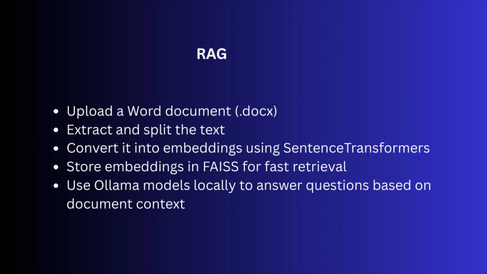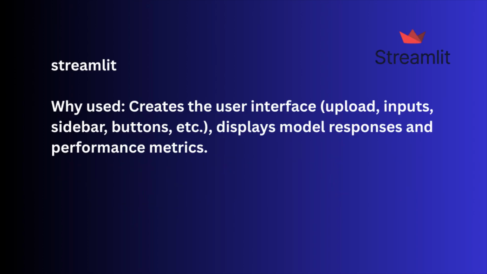It extracts and splits the text, converts it into embeddings using sentence transformers, and stores the embeddings in FAISS for fast retrieval. It uses Ollama models locally to answer questions based on the document context. We use multiple libraries here.